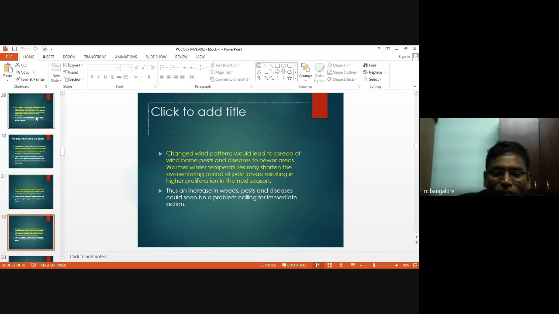Warmer winter temperature may shorten the overwintering period of the pest larvae, resulting in higher proliferation in the next seasons. What will happen? The pest larvae emerge as adult insects from the larval condition because the temperature is favorable. So more larvae are emerging, the population will increase, and this in turn affects agriculture growth. Thus, increased weeds, pests, and diseases could soon be a problem calling for immediate action.